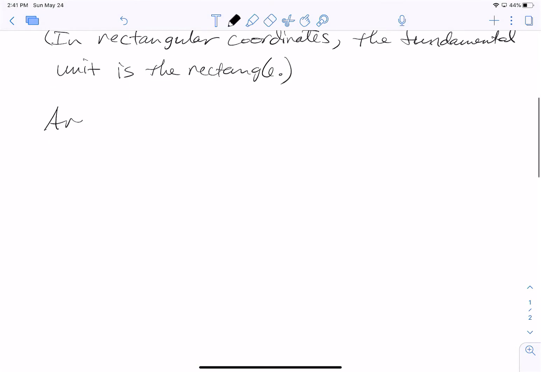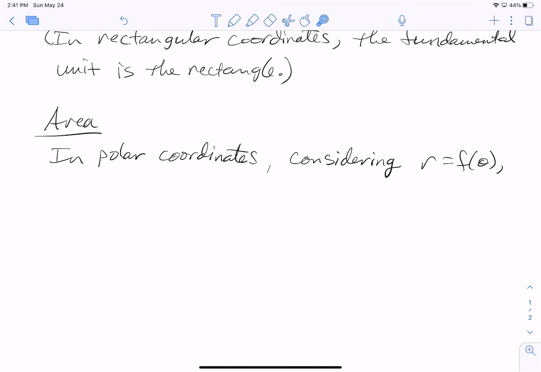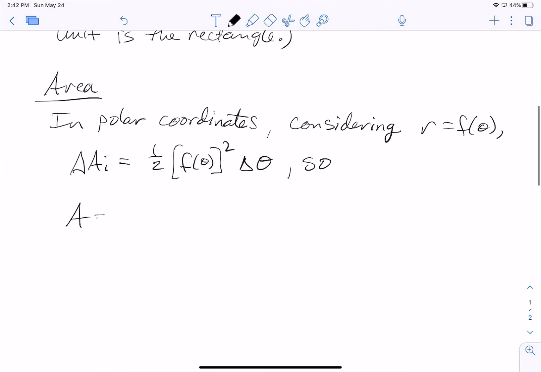Our formula for area is then going to be, in polar coordinates, considering r as f of theta, our delta A sub i is going to be 1/2 f of theta squared times delta theta. You can see that we're building this off the formula for the area of a sector. And this leads us to saying that area is equal to a sum as i goes from 1 to n of 1/2 of f of theta squared times delta theta.